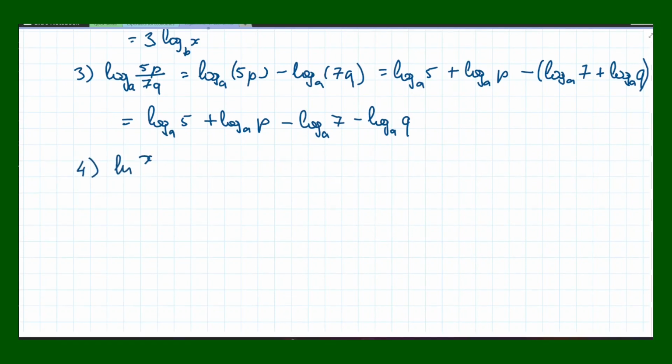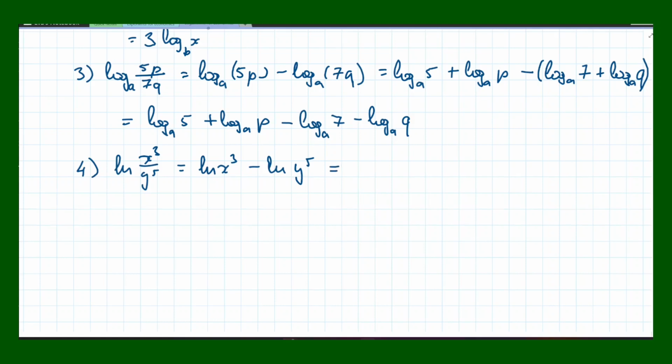ln x cubed over y to the 5th. Well, there's a fraction behind the log sign, which is the same as division. So I can replace these with subtractions. So I can write ln x cubed minus ln y to the 5th.